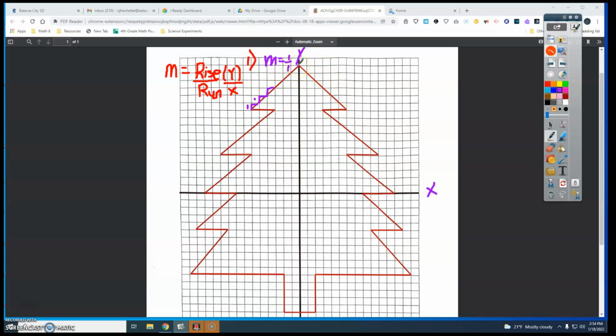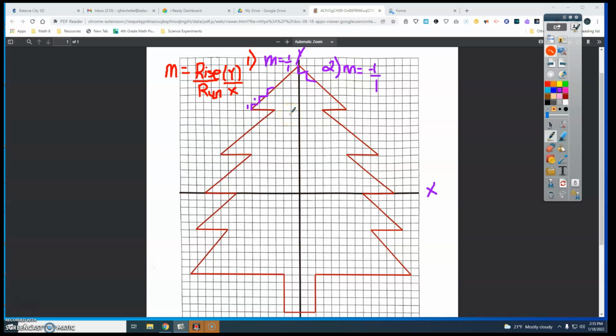So if you see here, if I'm starting here, I'm rising, or actually going down 1 and over 1. So the slope over here, I'll give this one to you as well. We'll label this number 2. And this slope is just m equals negative 1 over 1, or negative 1. You don't have to put it over 1. You just need to realize when you're graphing it, that's what it is.